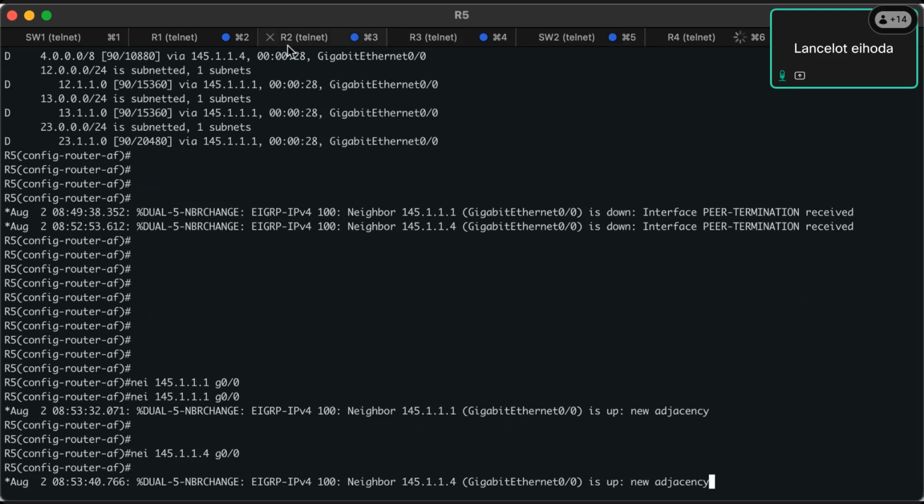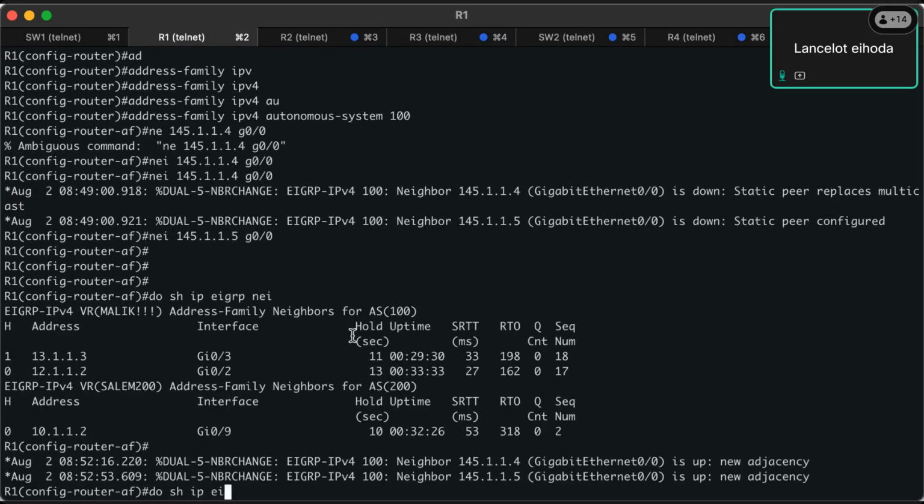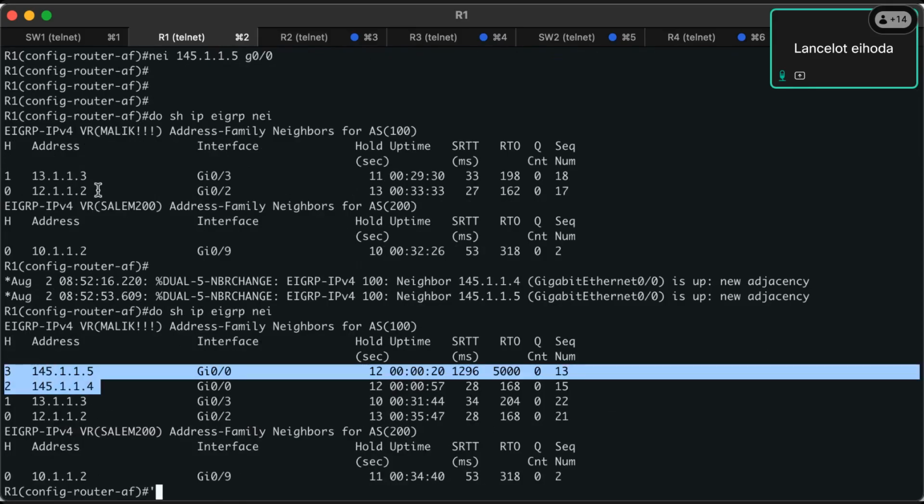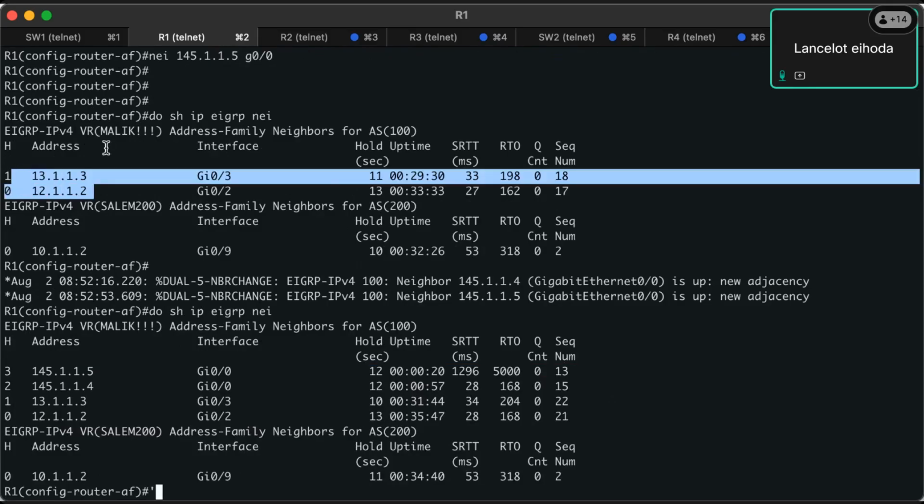If we go back to router 1 and do show IP EIGRP neighbors, you'll notice that the neighbor relationships that weren't there before, these two relationships are back up. Any questions?